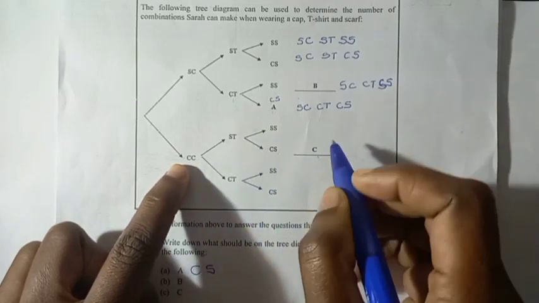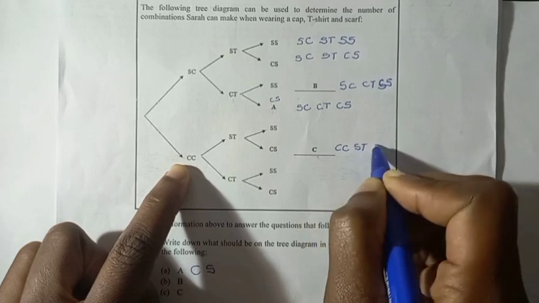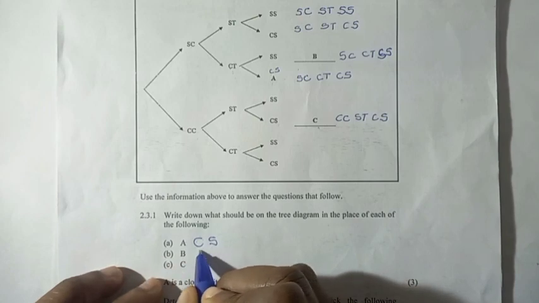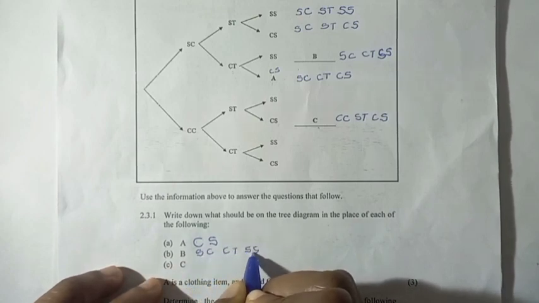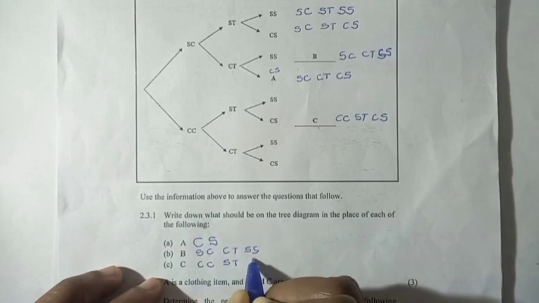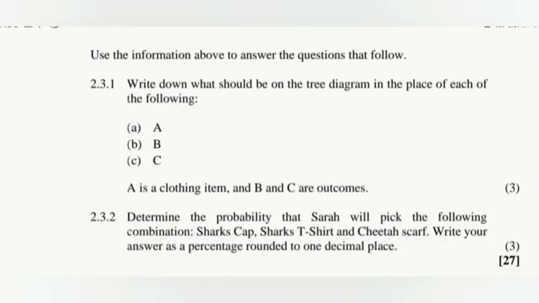CC, ST, CS, right? So let's answer. B is SC, CT, SS, and C is CC, ST, CS. See? Not bad, hey? Then we go to the next question.